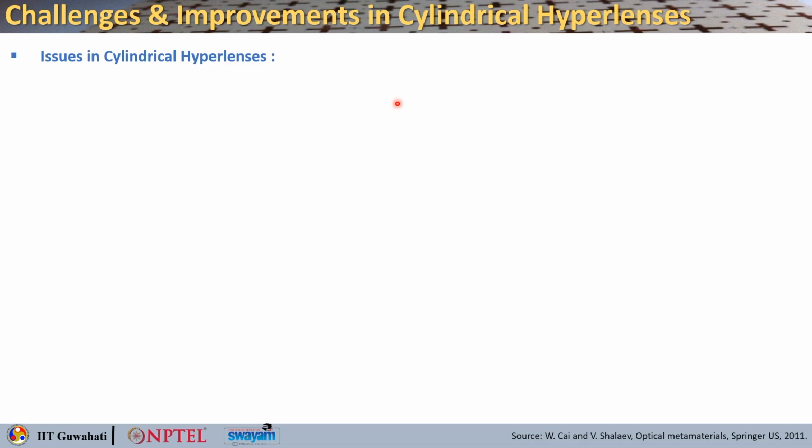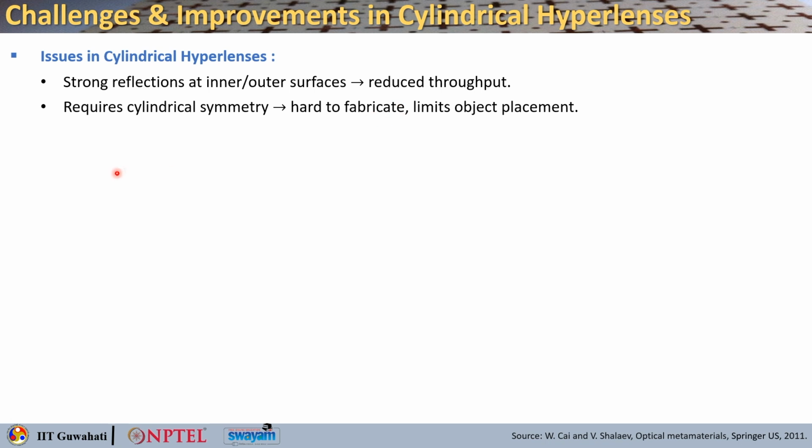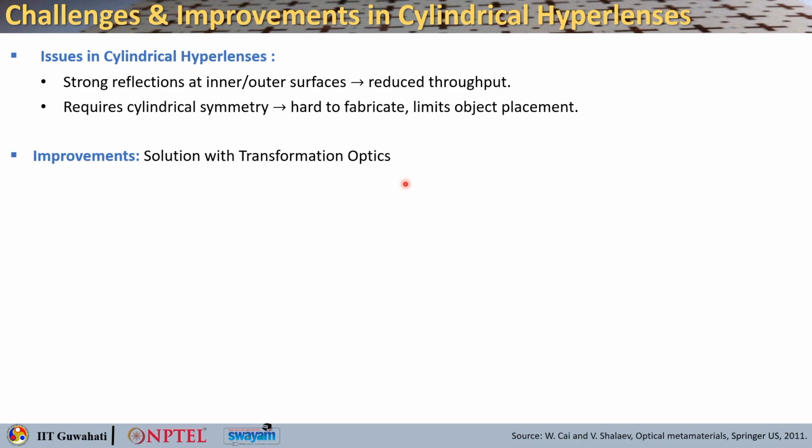So, there are some challenges and issues with these cylindrical hyperlenses. The first thing is that there are strong reflections at the outer and the inner surfaces that reduce the throughput, and because it requires cylindrical symmetry, it is not that easy to fabricate, and it also limits the object placement. So, what are the improvements people can do in this aspect?